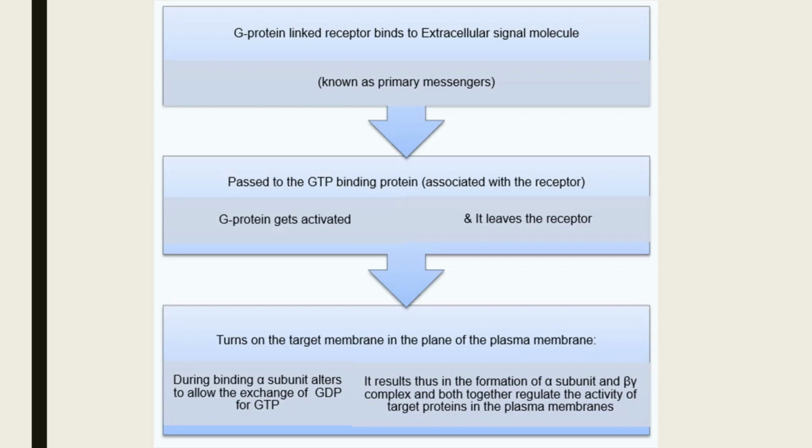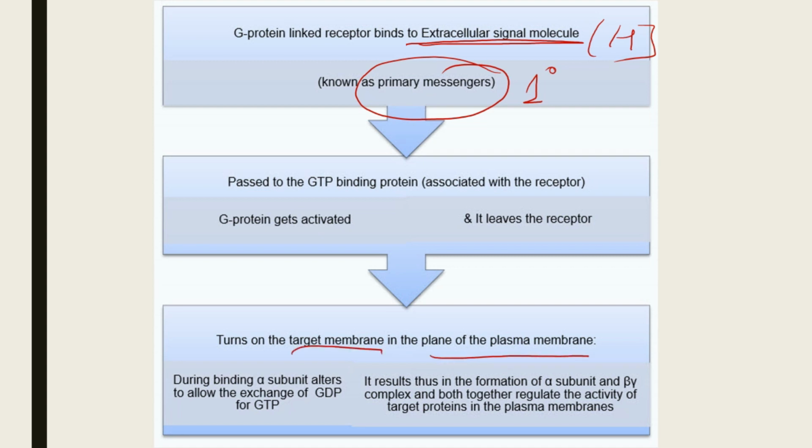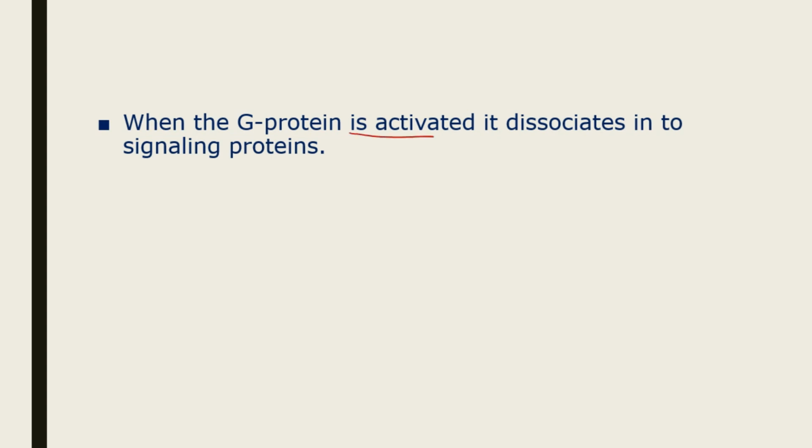So we will see the scheme of this. G protein linked receptors bind to the extracellular signal molecules, that is hormones, and these are known as the primary messengers or the first messengers, and this passes to the GTP binding protein associated with the receptors. By this the G protein gets activated and it leaves the receptors, and this turns on the target membrane in the plane of the plasma membrane. And when the G protein is activated, it dissociates into signaling proteins. So when this G protein gets activated, it generates a signaling protein.